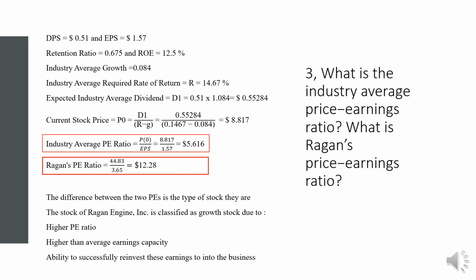And with the information from question number 2, we can calculate the Ragan PE ratio, which is equal to 12.28. As you can see, the Ragan PE ratio is much higher than the industry PE ratio. Why is there a difference? The difference between the two PEs is owing to the type of stock they are. The stock of Ragan Engines is classified as a growth stock. A growth stock has a very high PE ratio because a higher PE ratio tells you that they have higher than average earning capacity and the company has the ability to successfully reinvest their earnings into the business. That's why the Ragan PE ratio is much higher than the industry average PE ratio because, as you know, they have a technological advantage.